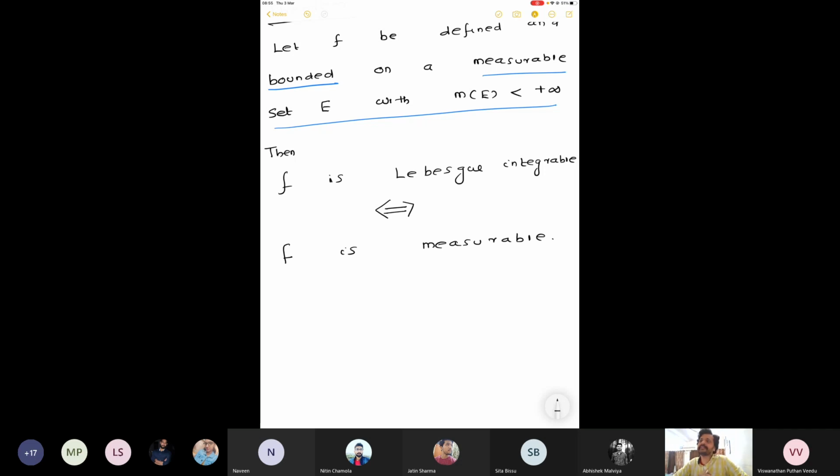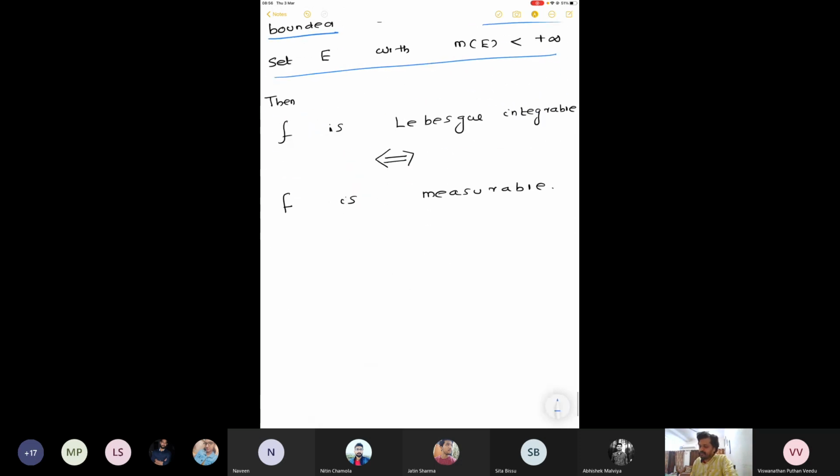Measurability of the function is enough to guarantee that it is Lebesgue integrable. Thus, measurability happens to be the right assumption to start the Lebesgue integration theory. That's why we started with measurable functions. The proof is not that trivial. It is a bit involved.